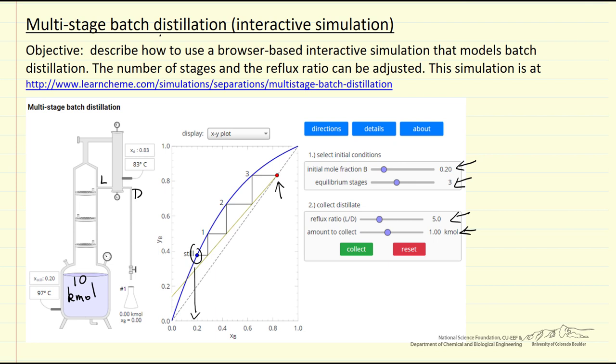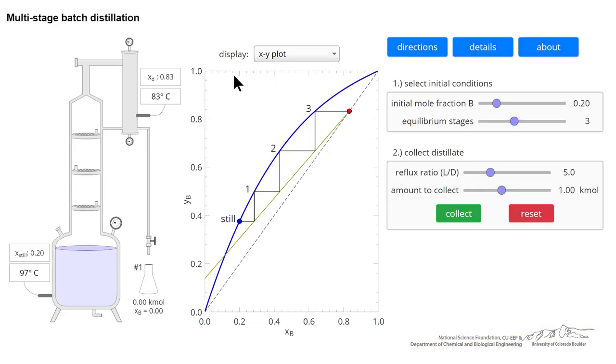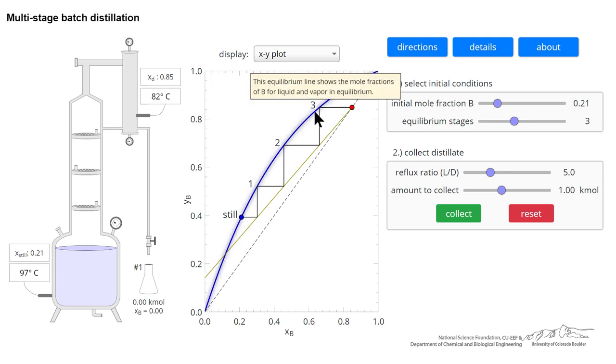So let's look at the simulation and understand how things change as we change these variables. So here is the simulation, and you notice the highest temperature is in the still, 97, the lowest at the top. If I were to increase the mole fraction of B, the temperature drops. And the reason for this is that we're increasing the amount of the more volatile component, the component with the lower saturation temperature. You notice how I move the mouse over this curve, it explains what it is, and likewise for the X equals Y curve.